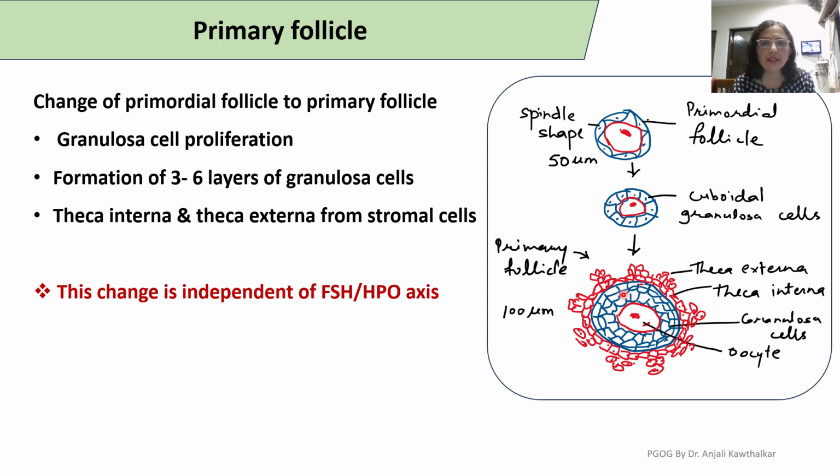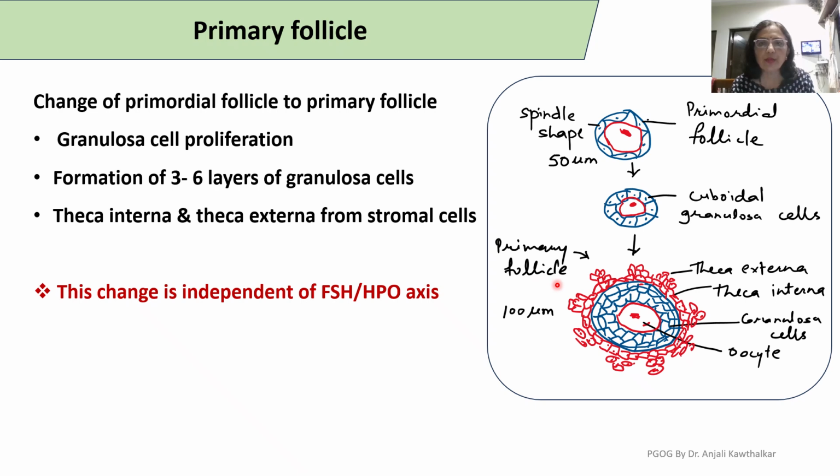Then followed by that, there is a granulosa cell proliferation. Blue ones are granulosa cells which are proliferating. Initially, there is a pseudo stratification, and gradually a 3 to 6 layer of the granulosa cells are forming with the further proliferation, and the cells from the surrounding stroma are differentiating into the theca cells and forming a theca interna and theca externa layer. And together, when the whole structure develops like this, then we call it a primary follicle.